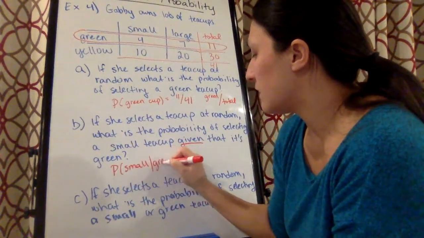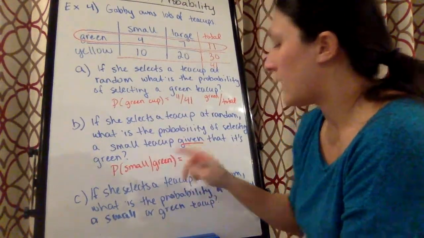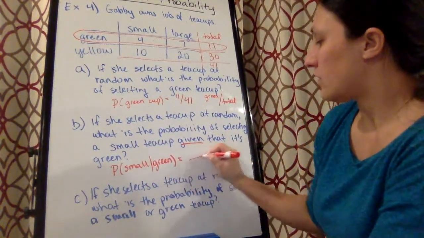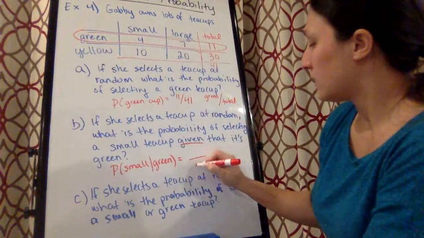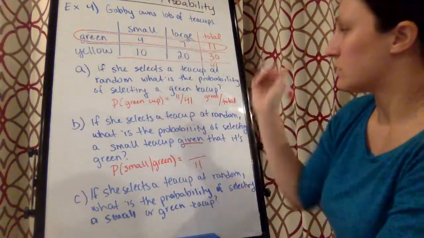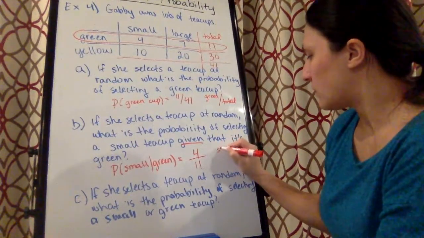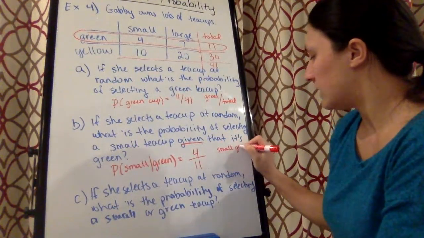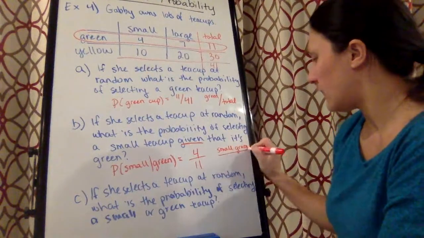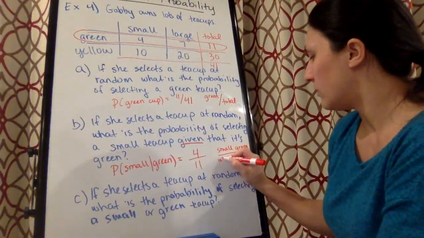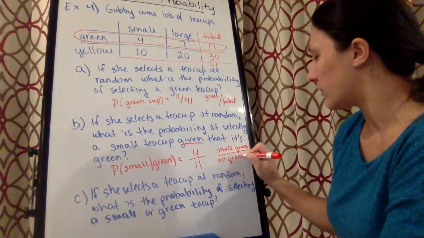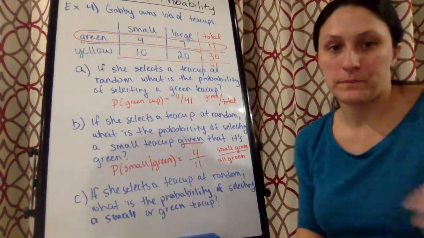So what's the probability that it's small given that it's green? All right, well, we figure out the total is all the green teacups, which is 11, and then we figure out how many of them are small, and there's only 4. Okay, so again, how do we do this? We found the small green teacups, and we divided by the total of green teacups, so all the green teacups.